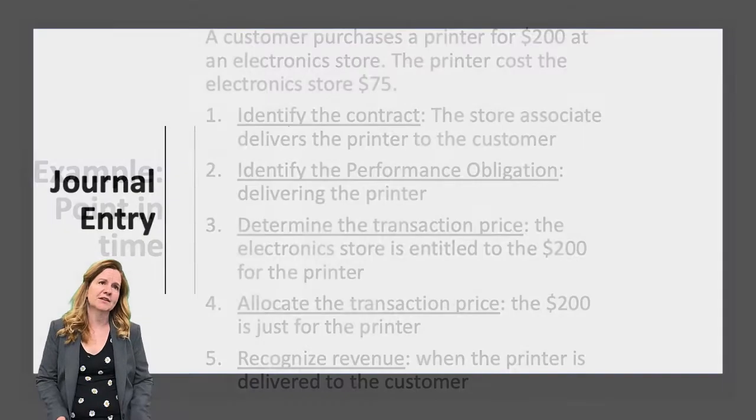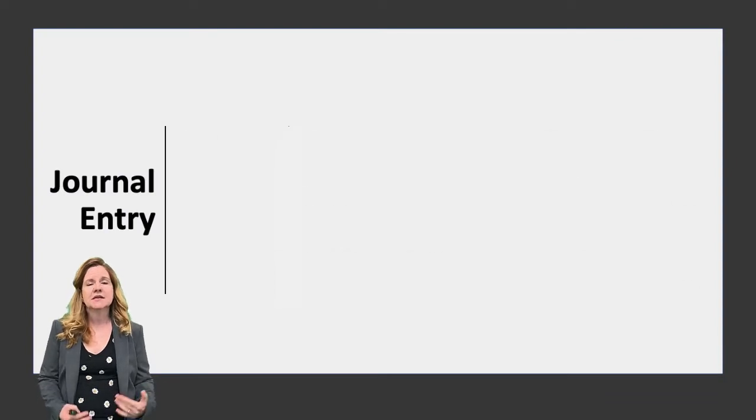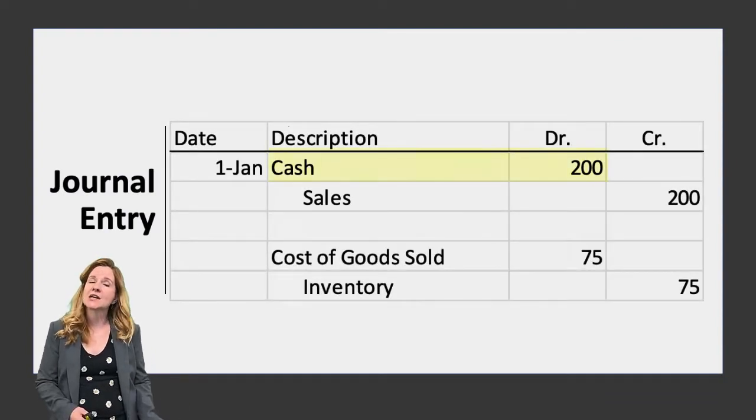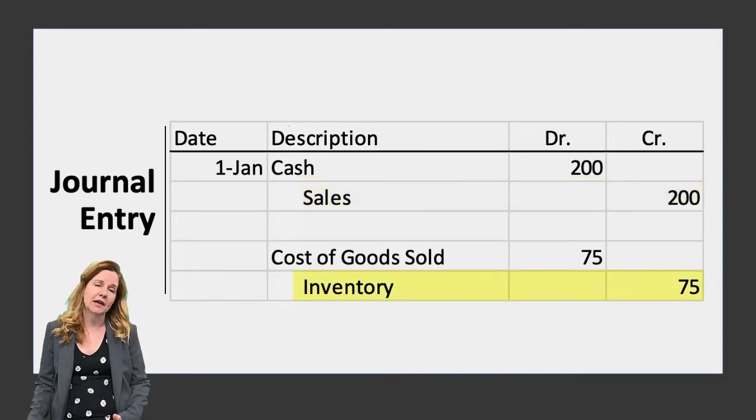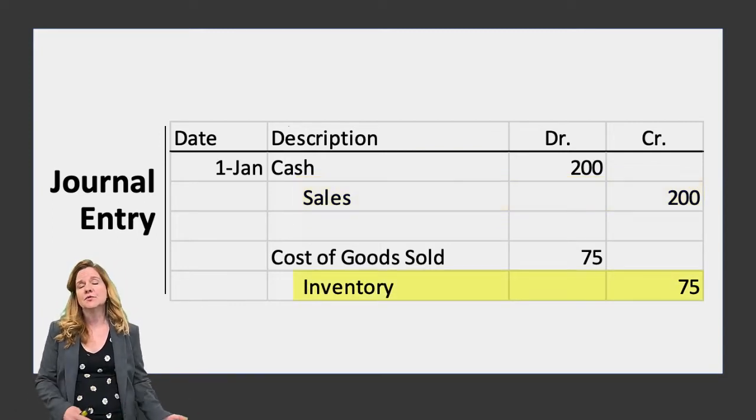The journal entry for that transaction, for the printer, it was for cash. So we're going to increase cash for the sales price of $200, and we're going to increase the revenue account sales with a credit for $200. And then we have to reduce the inventory account at cost at $75 and move that over to cost of goods sold.